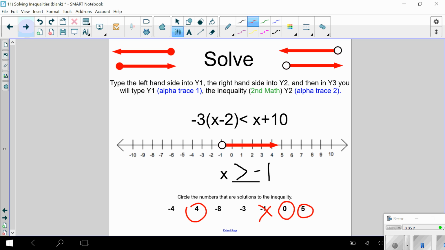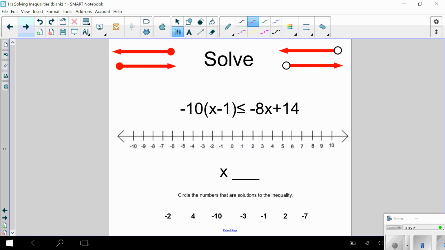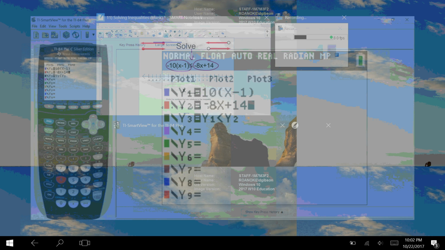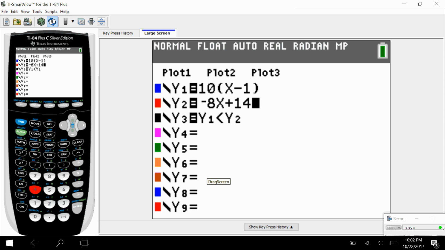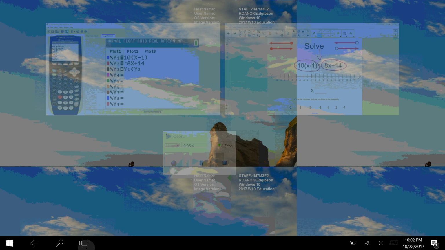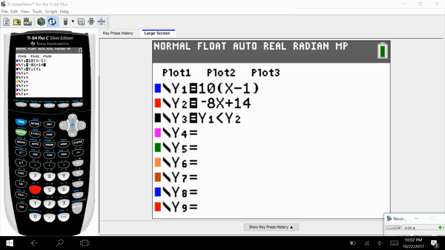Let's try another one. Alright, -10x minus 1 is going to go on the left-hand side, and -8x plus 14 is going to go on the right-hand side. And in the y3, I have to have y1 is less than or equal to y2. So I've already done the work. 10x minus 1, I think it's supposed to be -10. Let me fix that really quick.